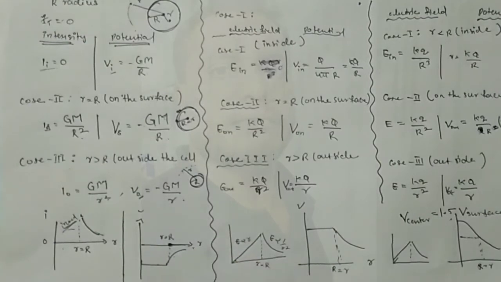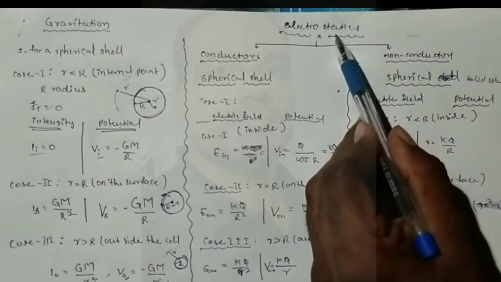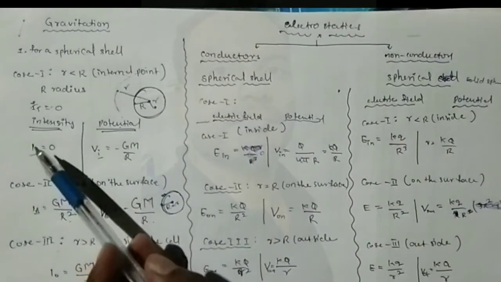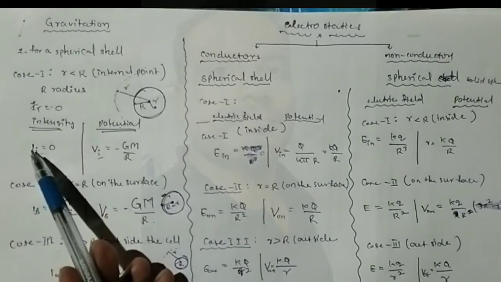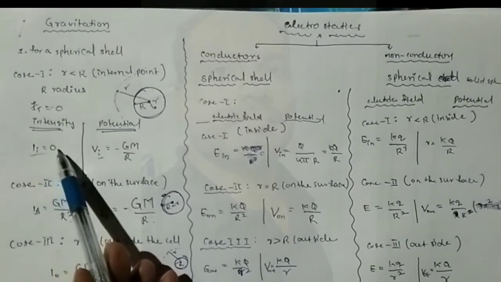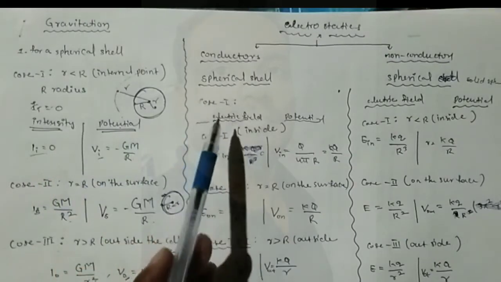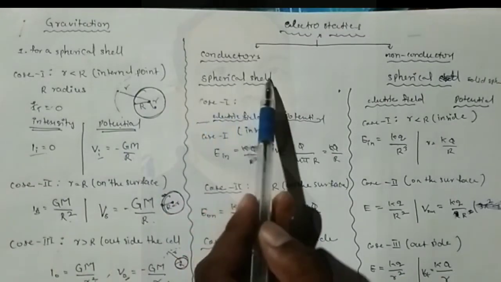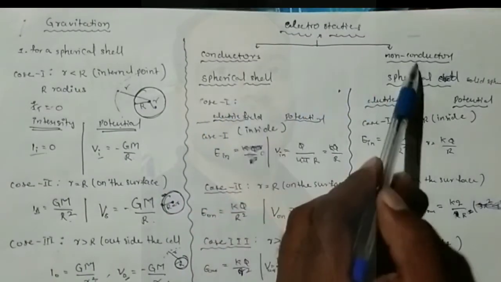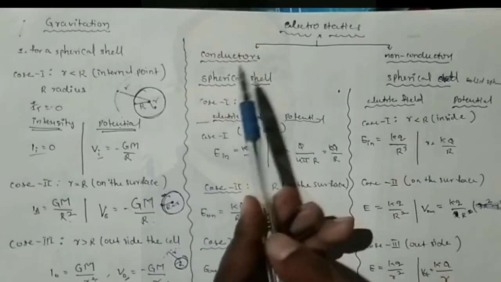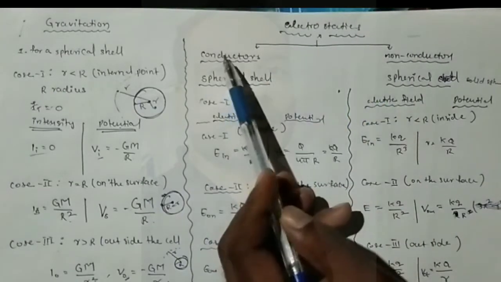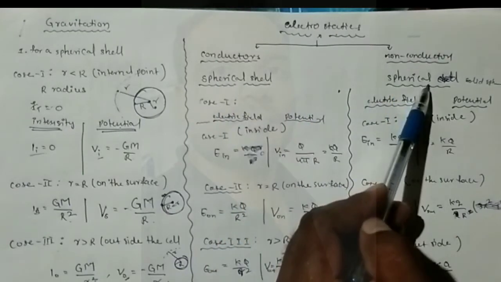The same way, electrostatics also has similar formulas. For example, in gravitation, inside the intensity is equal to 0. Here also, spherical cell, conducting and non-conducting. Electrostatics, conducting and non-conducting: conducting spherical cell, non-conducting spherical cell or solid sphere.